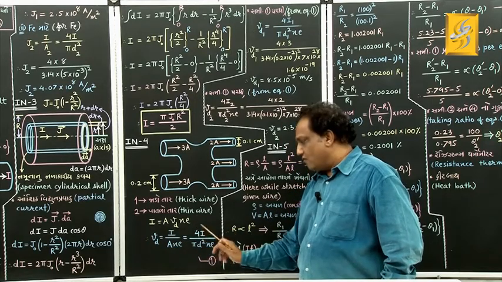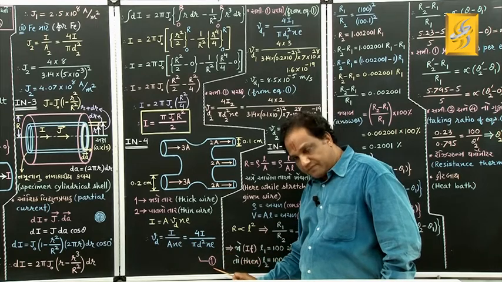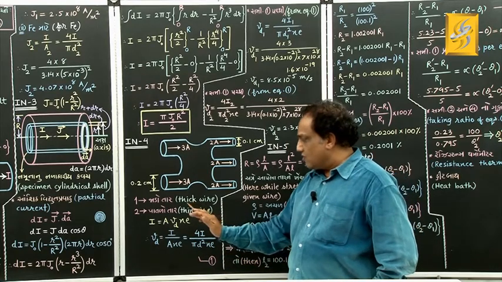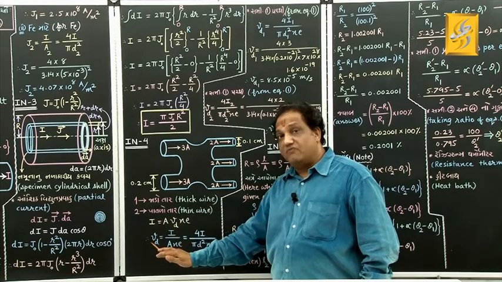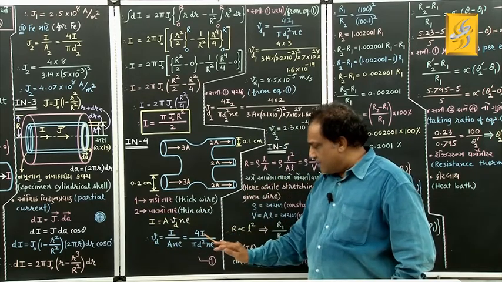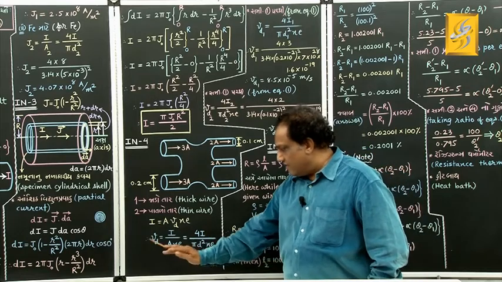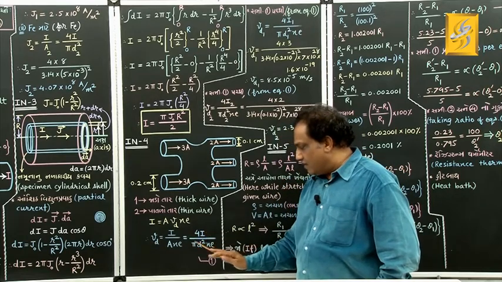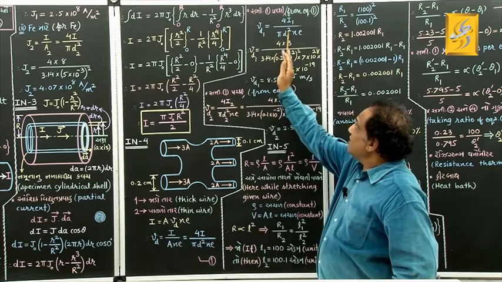So it is now Vd = 4I upon pi d square n e. Give it equation number 1. Now first of all, let us talk about thick wire, that is wire number 1. So just use the symbol here Vd1, here I1, here D1. So Vd1 will be 4 into I1 upon pi D1 square n e.